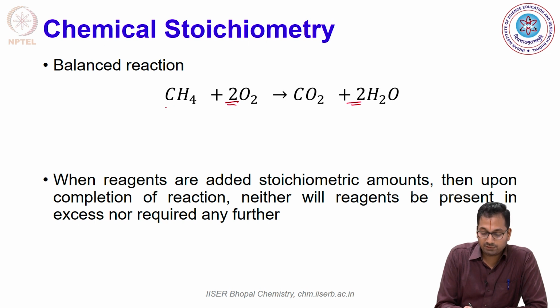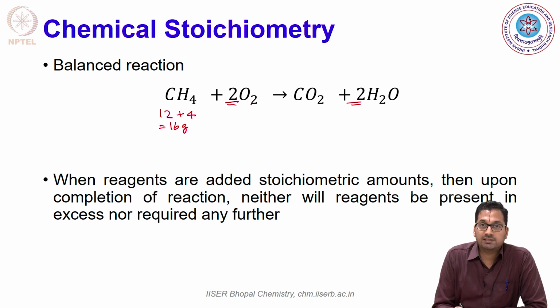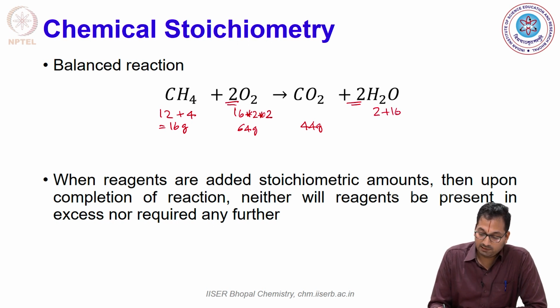The molecular weight of CH4 is going to be 12 plus 4, that's going to be 16 grams. Oxygen is 16 times 2 and you have 2 of those, so basically 16 times 2 times 2, that's going to be 64 grams. And carbon dioxide, as we have just discussed a few moments back, is 44 grams. And water is going to be 2 plus 16 times 2, that's 18 times 2 on the right hand side. Basically this is going to be 36 grams.